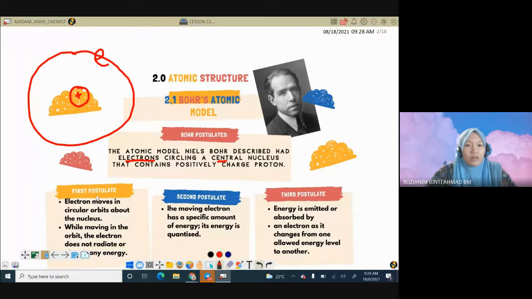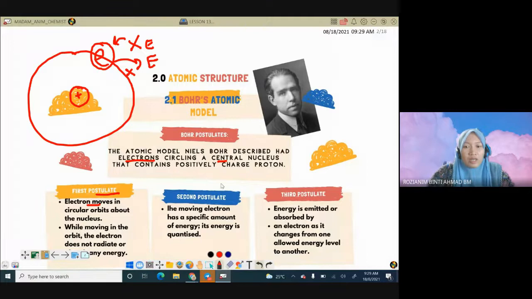which we call postulates. 3 postulates, and the first postulate only explains the concept of electron moving. During the electron moving around the nucleus, the electron does not absorb any energy or radiate any energy. So postulate number 1 only discusses the movement of the electron without absorbing energy, meaning it is free of energy change. So postulate number 1 only discusses the movement of the electron.